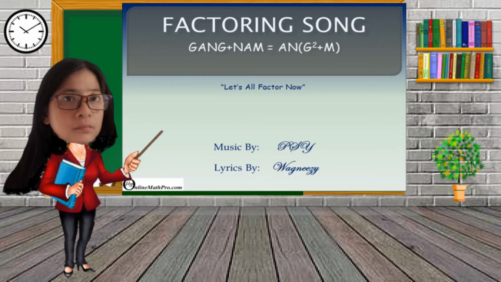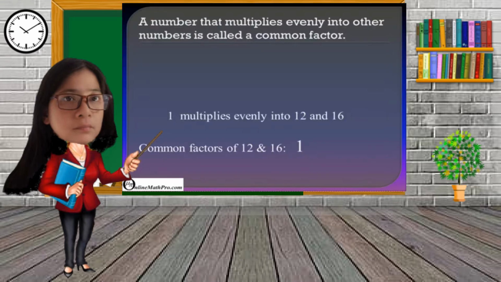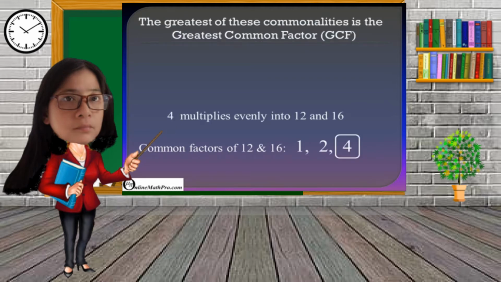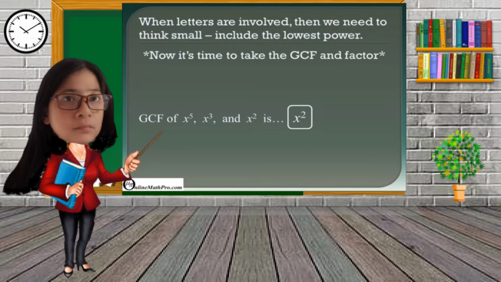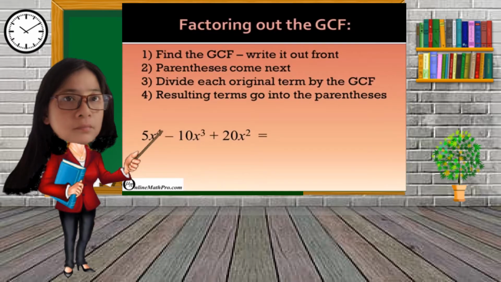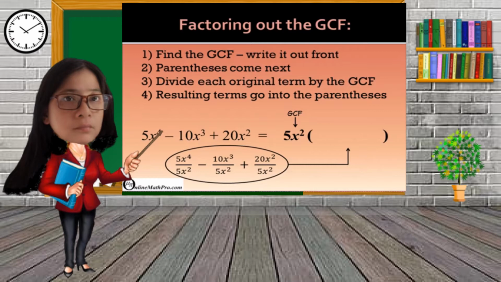Let's solve factor now. A number that multiplies evenly into other numbers is called a common factor. The greatest of these commonalities is the greatest common factor, GCF. When letters are involved, we need to include the lowest power. Now it's time to take the GCF with factor. We find the GCF. Write it out from parentheses. Divide each original term by the GCF factor. The resulting terms go into the parentheses. Now it's done.